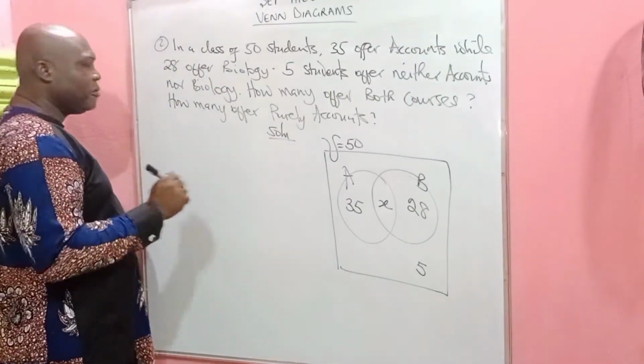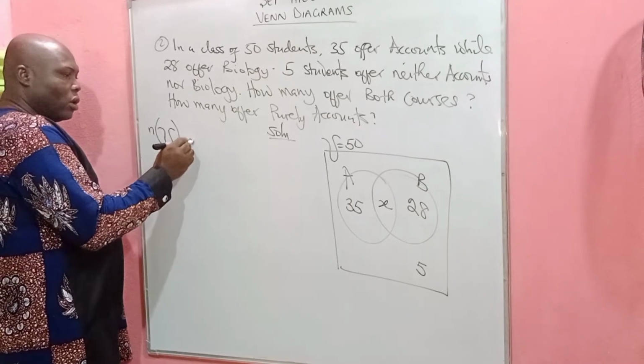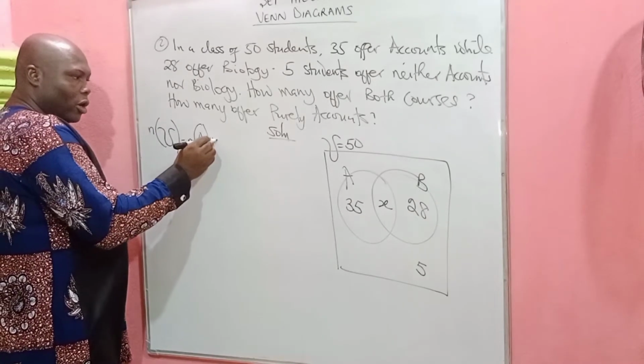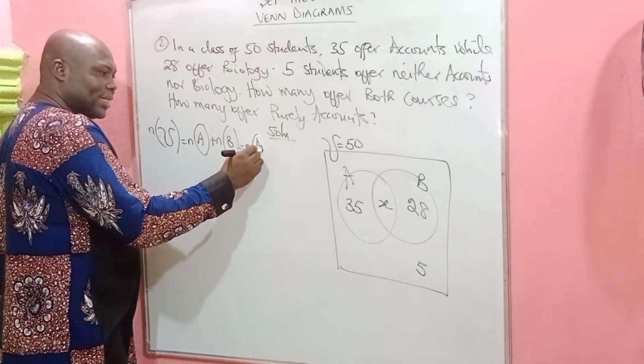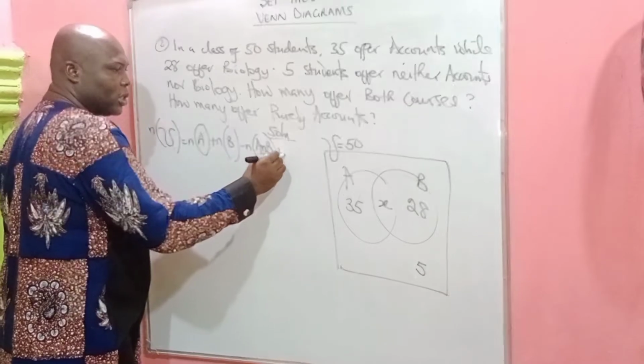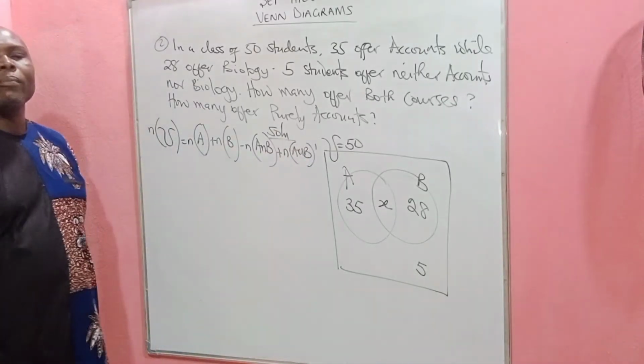Don't forget the formula is still the same. The number of the universal set will be equal to the number of A plus the number of B minus the number where A intersects B, and then plus the number where A union B or complement. That's neither. The formula is still the same.